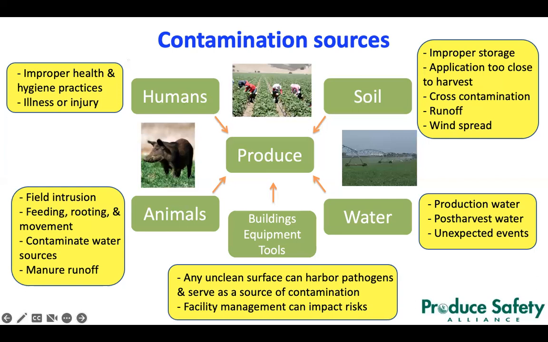Domesticated and wild animals, or wildlife, can carry and transmit human pathogens to produce. Animals in the field may result in direct fecal contamination of crops and fields, and animal feeding, rooting, and movement through the fields may spread the contamination as well. Animals can also contaminate water sources used for produce production. Manure runoff can also contaminate the fields, water sources, and the crops.